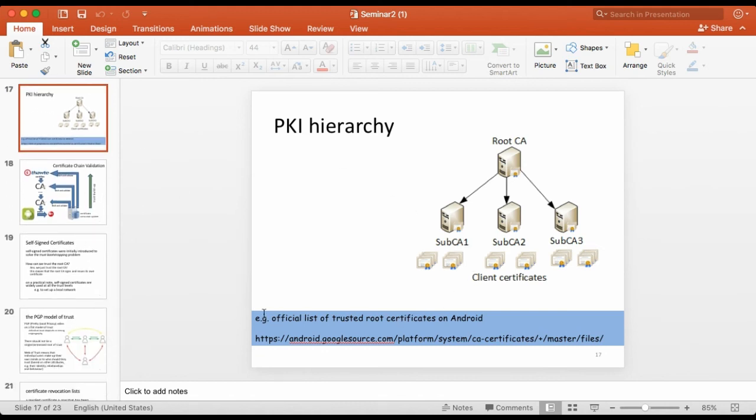If you want to see what root certificates look like, as I said, there are in this link lots of examples of such root certificates which are employed by Google's Android operating system.